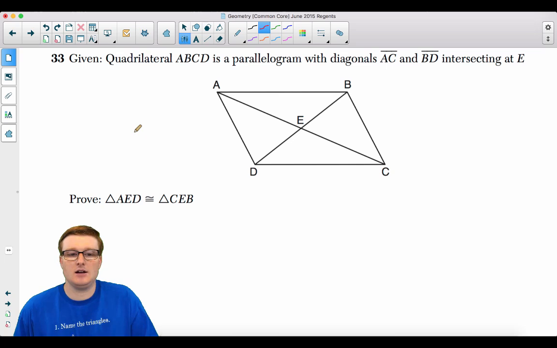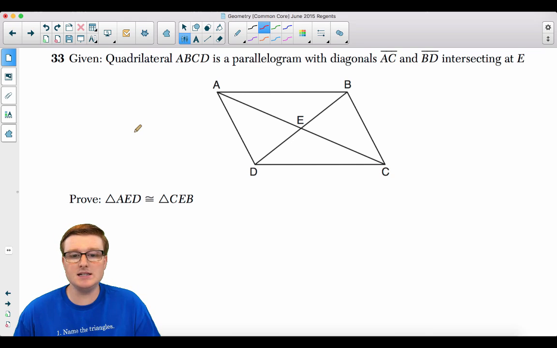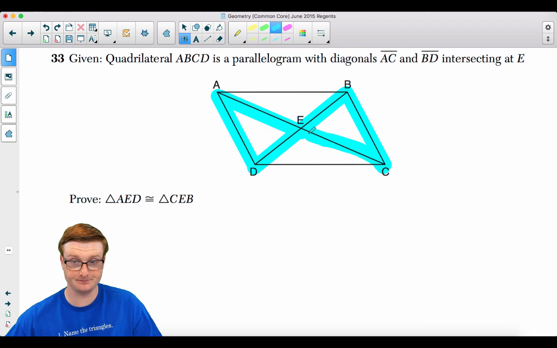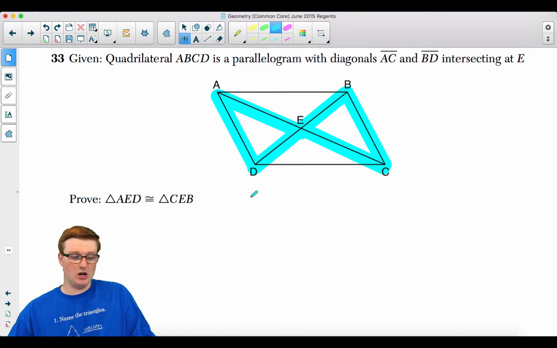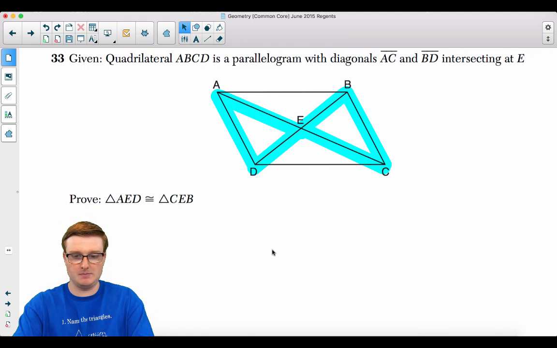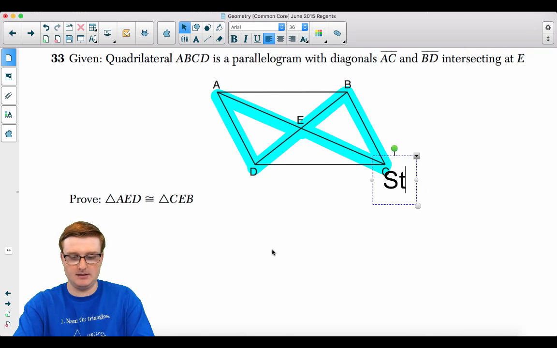All right. Moving on to a proof. Question 33 says, given quadrilateral ABCD is a parallelogram with diagonals AC and BD intersecting in E, we need to prove that triangle AED is congruent to triangle CEB. Nice. So I am going to right now create a statement-reason proof. Just bear with me because I'm actually going to type this in.